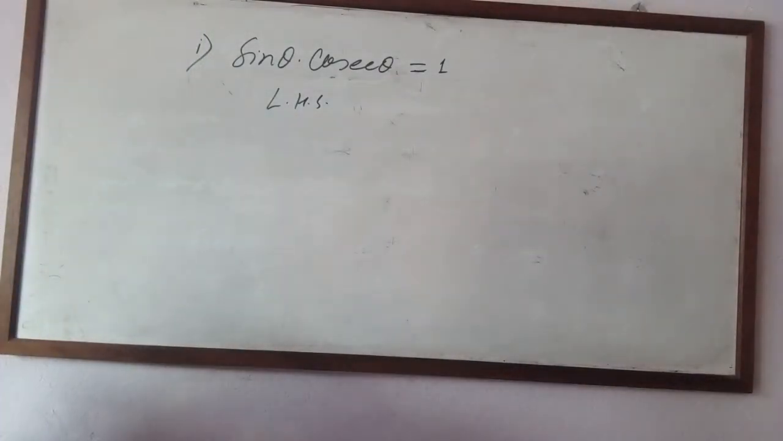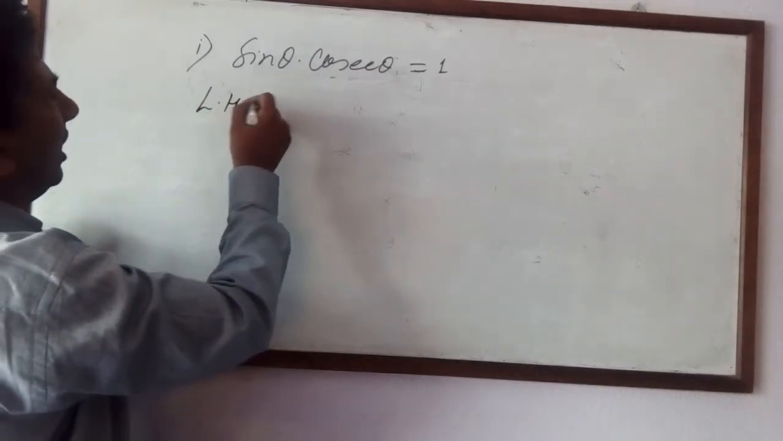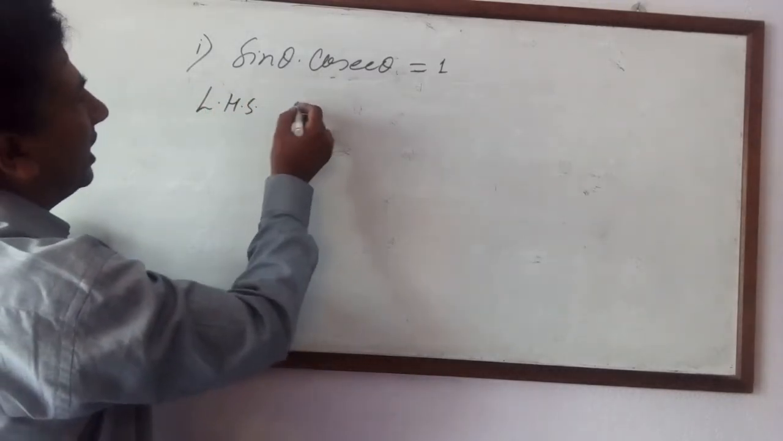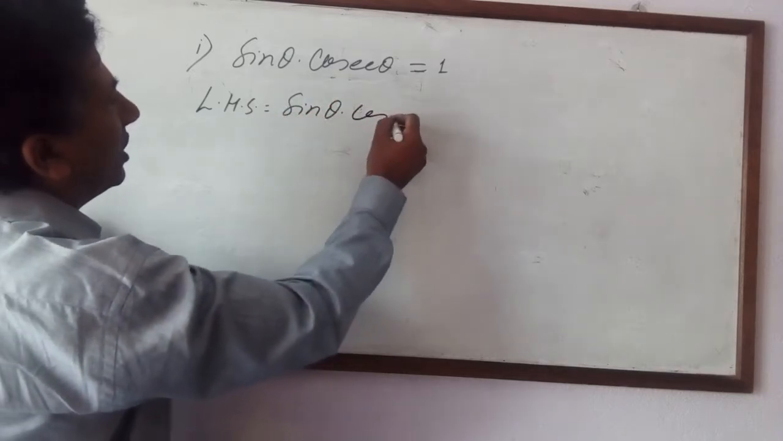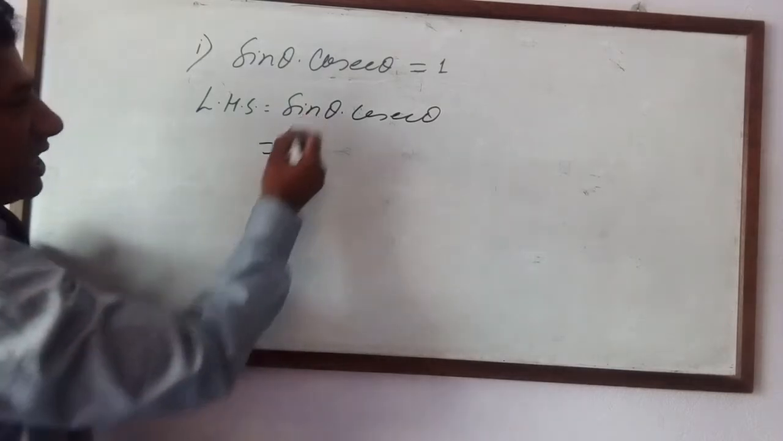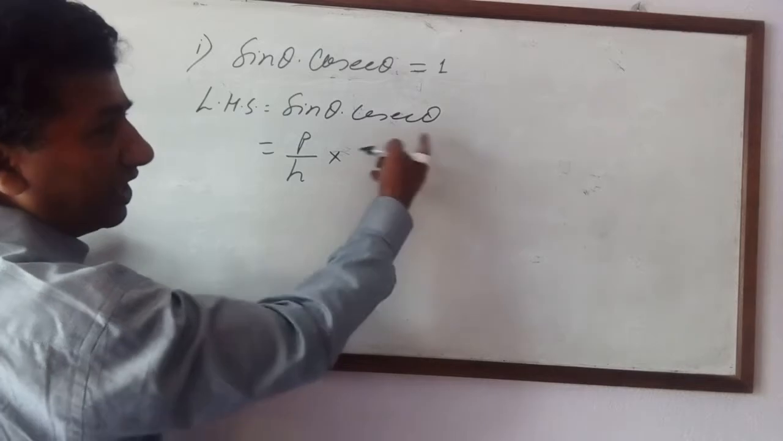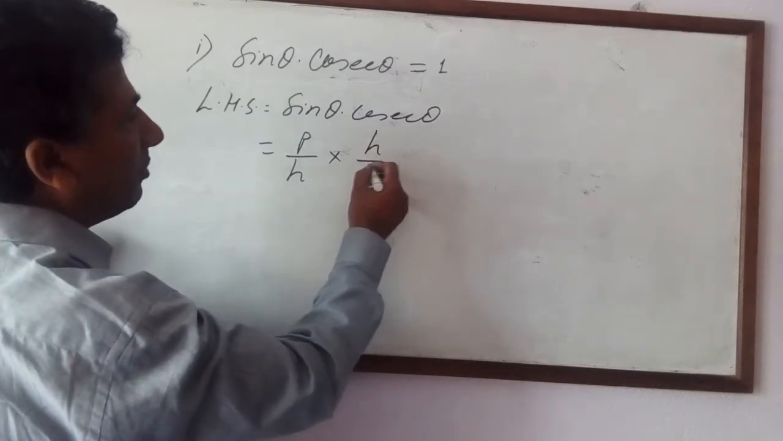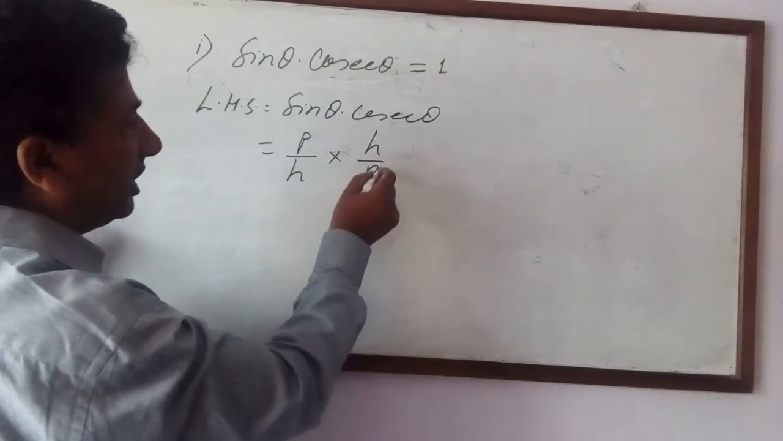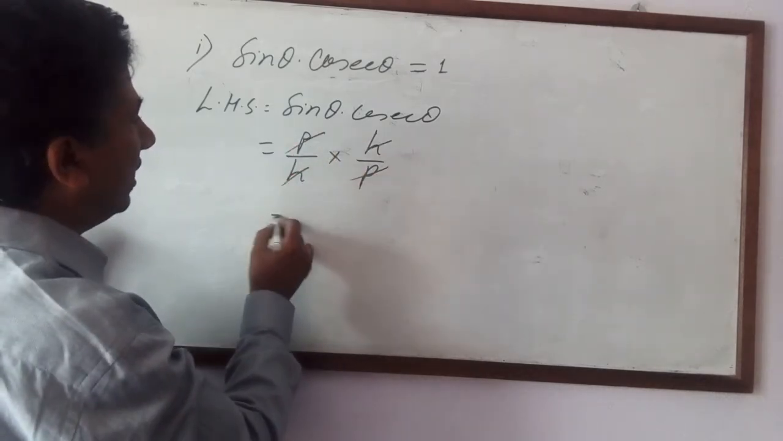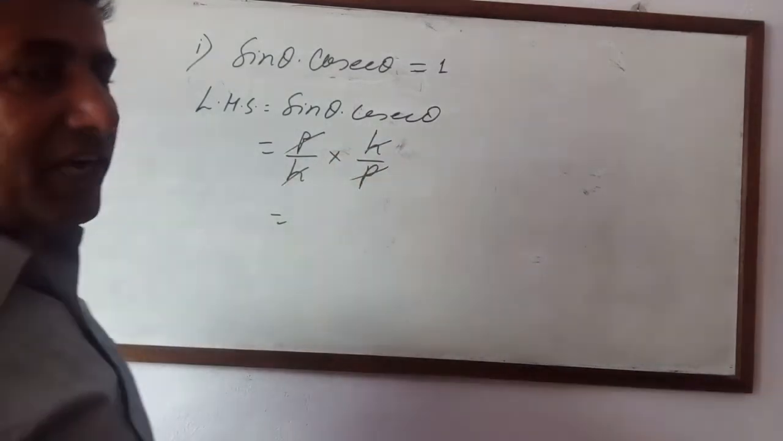To prove this one, first we will take the left hand side. What is there in the left hand side? Left hand side equals sin theta times cosec theta. Now what is the ratio of sin theta? The ratio of sin theta is P by H, times cosec theta. What is the ratio of cosec theta? H by P. Now they are factors, numerator and denominator, we can cancel. P and P cancel, H and H cancel. After cancelling all, do not write 0.